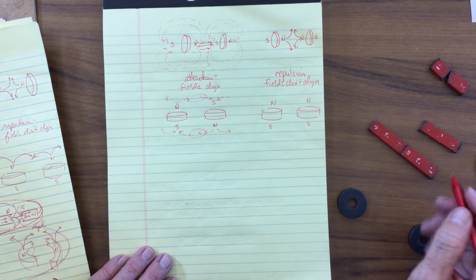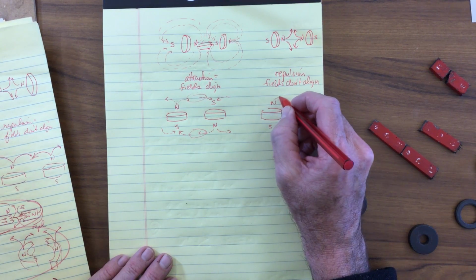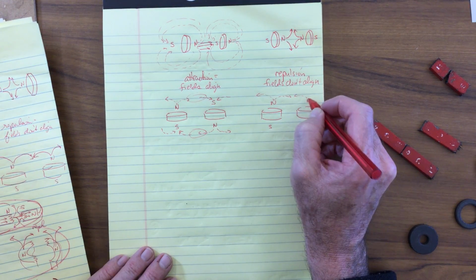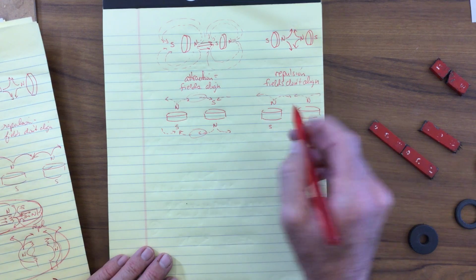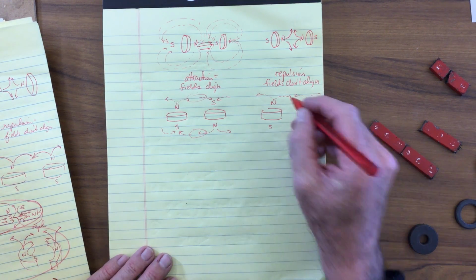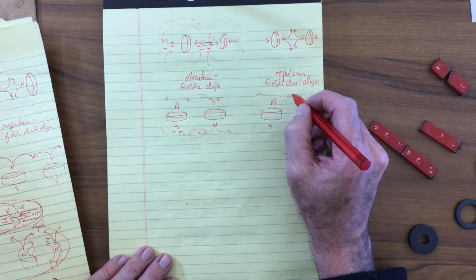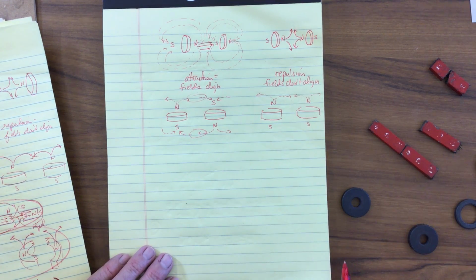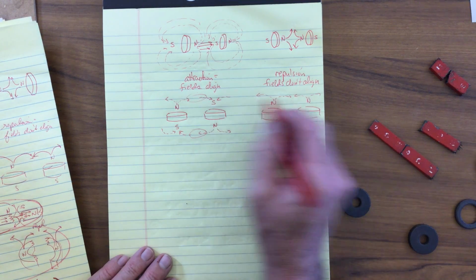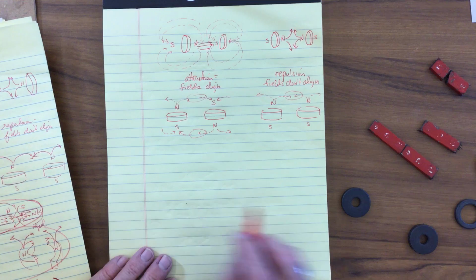same poles on the bottom, what's going to happen is your magnetic field lines will go out like this, they'll go out like this, and you're going to have repulsion. They're not going to align, they're going to veer away from each other. Okay, here's where they align, here's where they don't align over here.